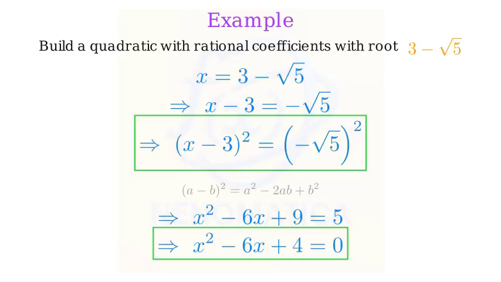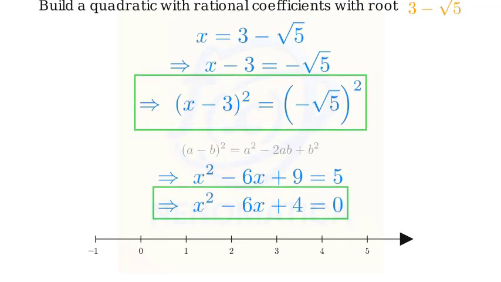For intuition, notice that if 3 minus square root 5 is a root of a quadratic with rational coefficients, the other root is typically the conjugate 3 plus square root 5. Here is a number line with both points symmetric around 3.